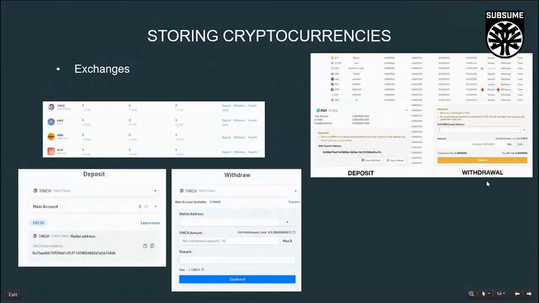If you are withdrawing, say you want to send someone some Guap, then you're going to use the withdrawal side. I don't know why I just got a crazy brain fart. So these are what some of the deposit and withdrawal features look like on various exchanges.